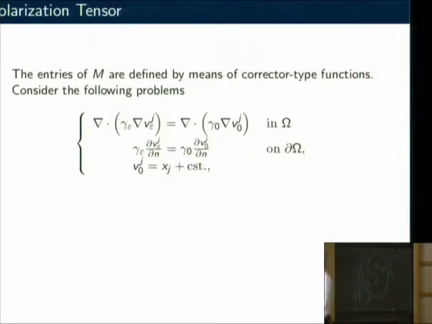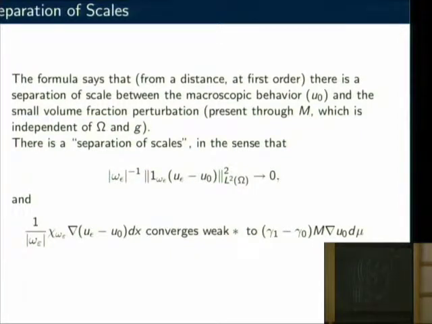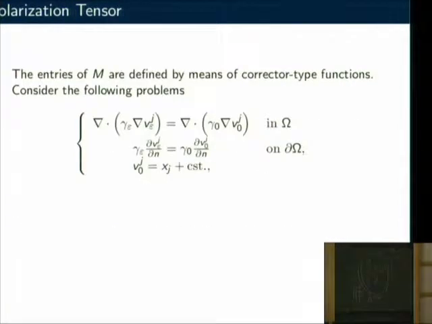What is M? Before I come back to M, one thing is that it really depends only on the inclusion. It doesn't depend on omega. M is independent of omega, the big domain. If you take a bigger domain or a smaller domain which still contains the inclusion, it's the same M, up to volume. It doesn't depend, of course, on the boundary condition. It's really a geometric information. It depends on gamma 1 and gamma 0, yes, but not pointwise.